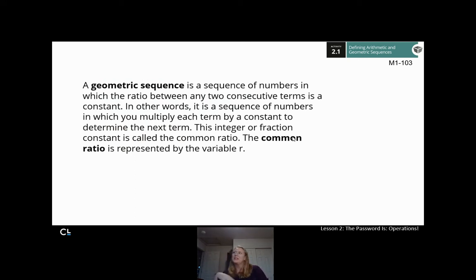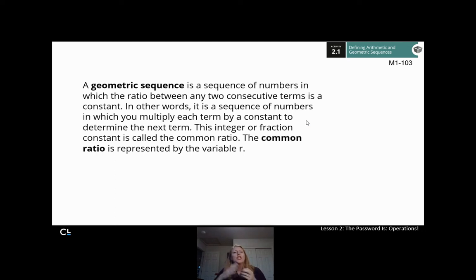They're oh so important. A geometric sequence. So a geometric sequence is a sequence of numbers in which the ratio between any two consecutive terms is a constant. Did that sound like a mouthful? It sure did. So in other words, it is a sequence of numbers in which you multiply each term by a constant to determine the next term.